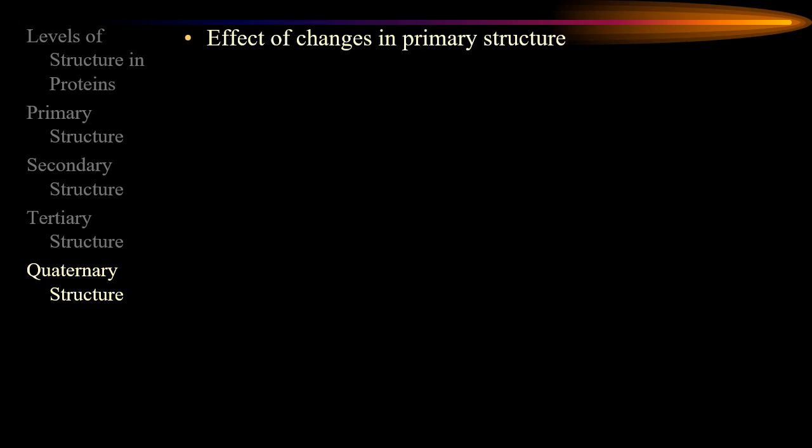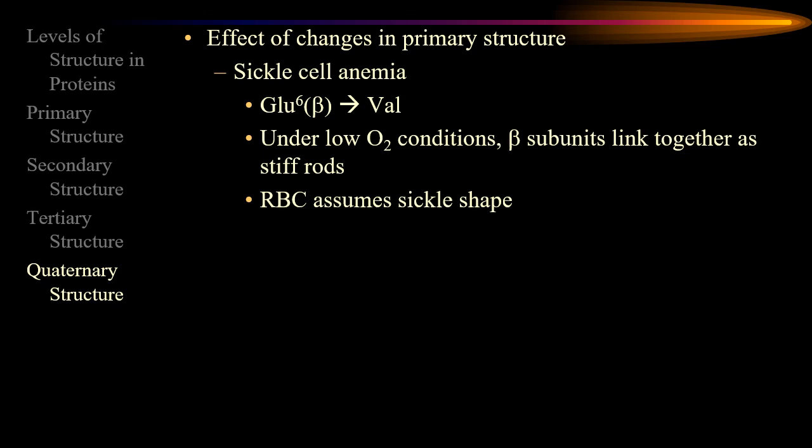So, other effects of changes in primary structure. We will use sickle cell anemia as an example. You've heard of sickle cell anemia. What happens is that the glutamate 6 in the beta subunit, this should be a glutamic acid, has been replaced by valine. So what is the classification of glutamic acid? It's an acidic amino acid. Valine is a hydrophobic residue.